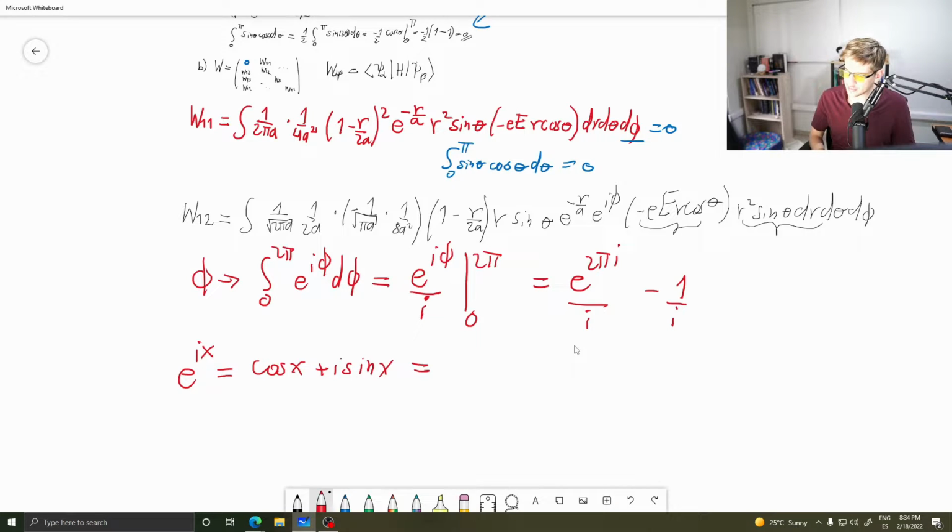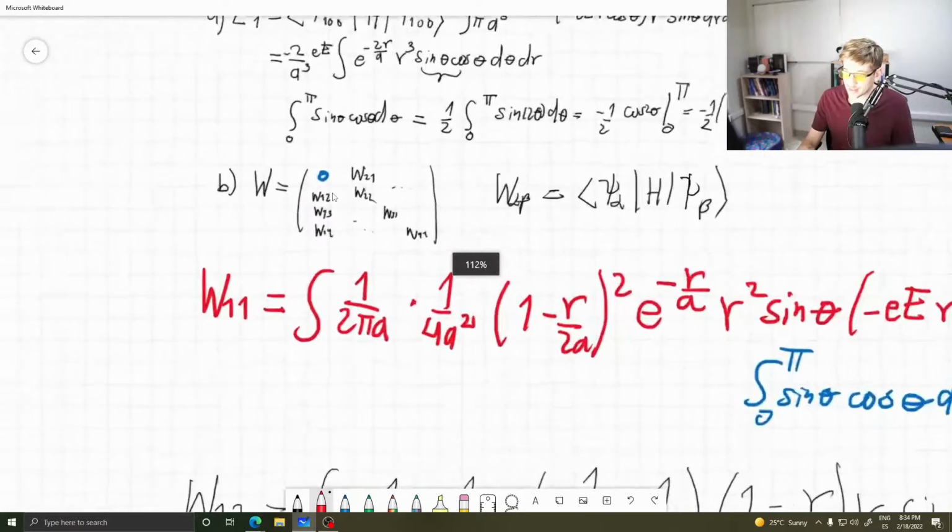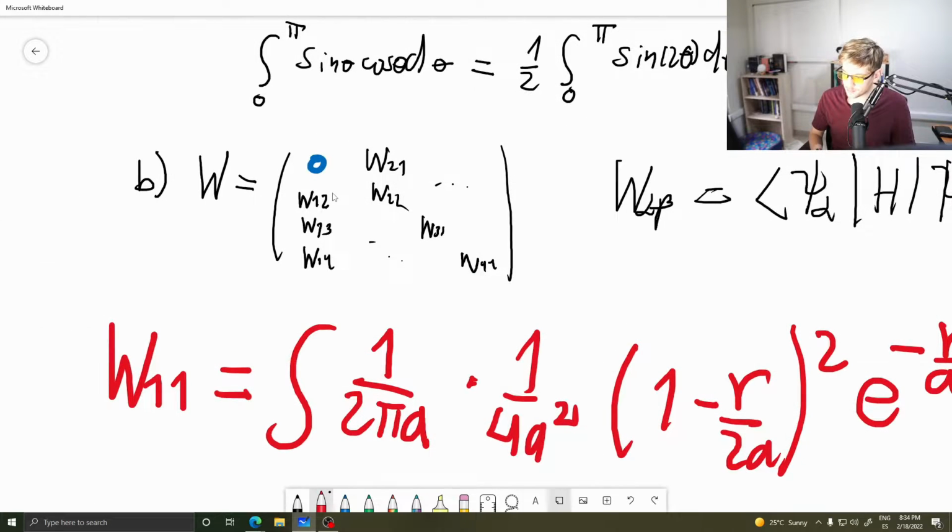So instead of x, let's plug in 2 pi. Then we would have cosine of 2 pi, which is 1, plus I sine of 2 pi, which is very much 0. So e to the 2 pi I is simply 1. So we get 1 over I minus 1 over I, 0. So we don't care about the rest of the integral. So W12 is 0. And W21, as we've seen before, is also 0. These are always the same. W12 and W21, the same.